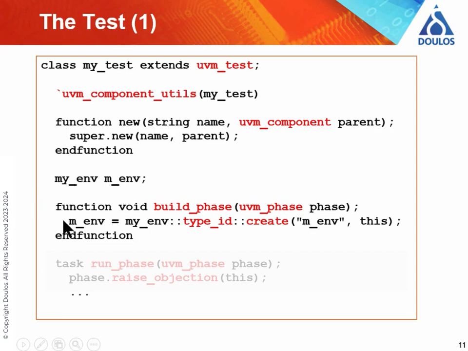So what do we need to do in our test class's build phase? We need to create any component which is instantiated in this class, which in this case is our env class. So in the build phase of our test class, we need to create our env component. So let's have a look at the code that does just that.